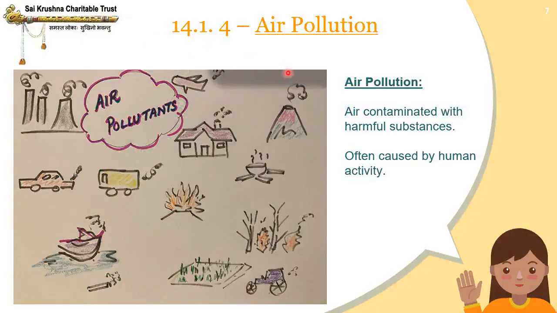What is air pollution? Air pollution is air which is contaminated with harmful substances. When solid particles and gases get mixed up with air, they pollute it and cause air pollution. Most often, these are caused by human activities. So, what are some of the common pollutants?